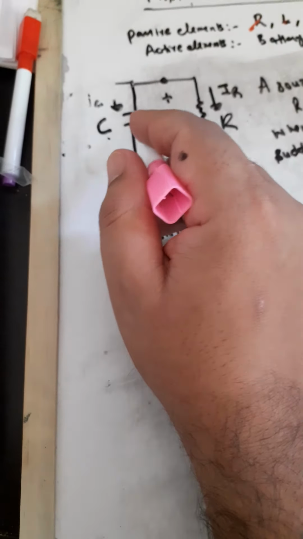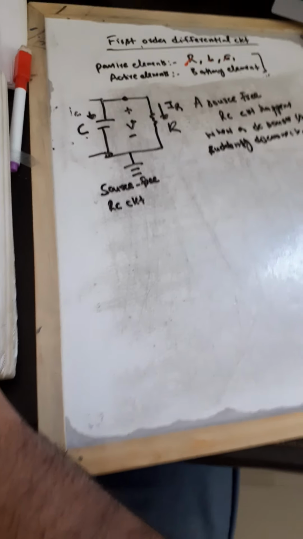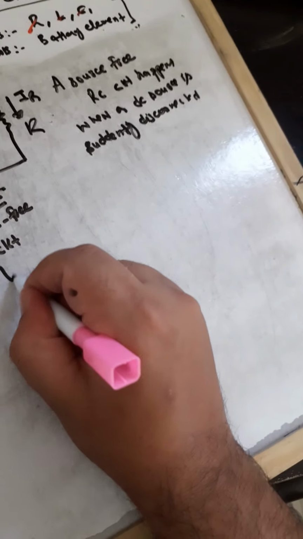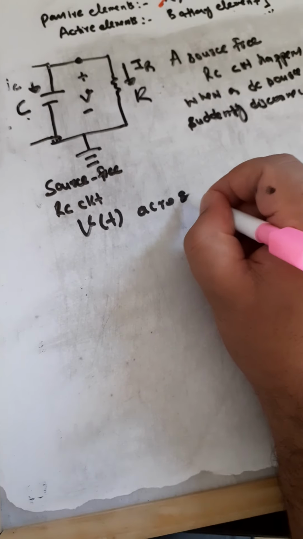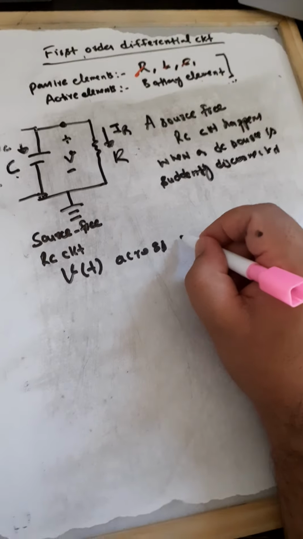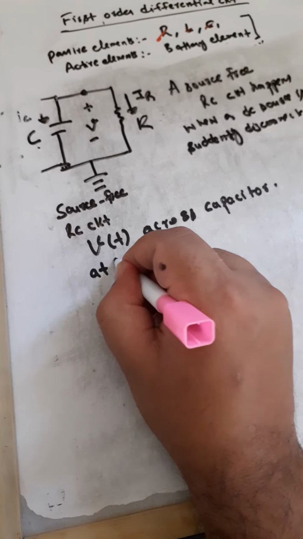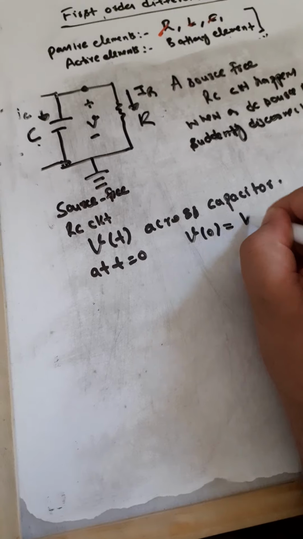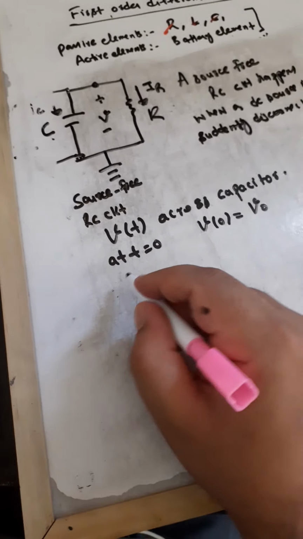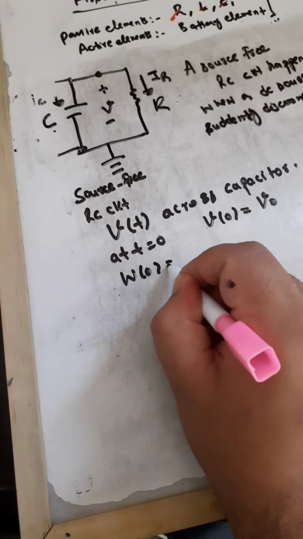Let's assume the voltage V(t) across the capacitor. Since the capacitor is initially charged, we can assume that at time t equal to 0, the voltage across the capacitor V(t) is V naught, your initial voltage. Now your energy, you can write W naught is equal to half C V naught square.